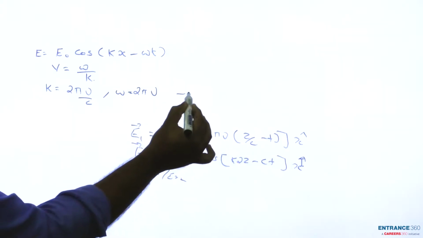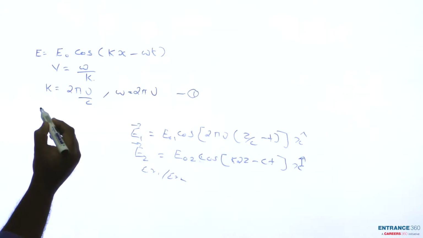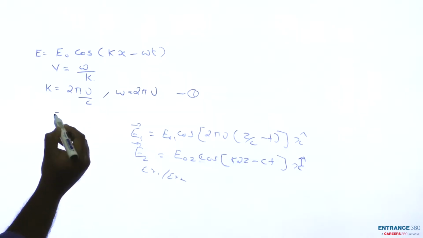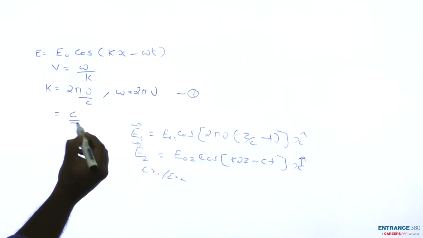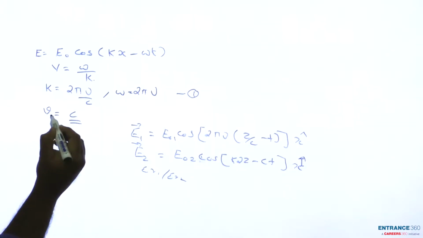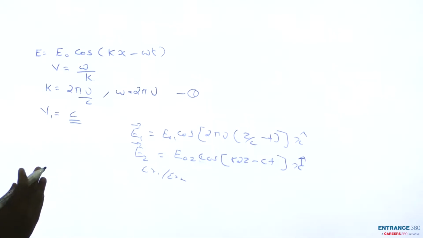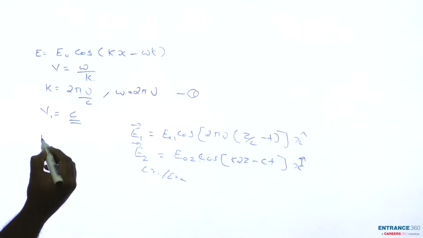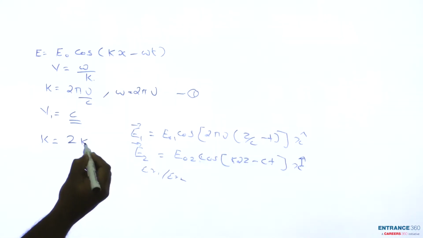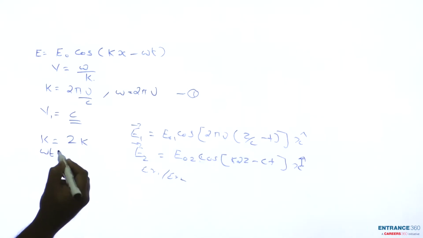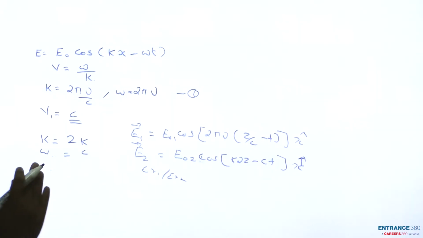This is for the first wave. So velocity is omega by k, which will be equal to 2 pi nu divided by 2 pi nu by c, which is c. So that is the velocity of the first wave. Similarly, comparing the second wave, k equal to 2k and omega equal to kc.